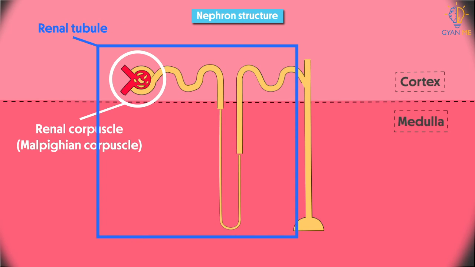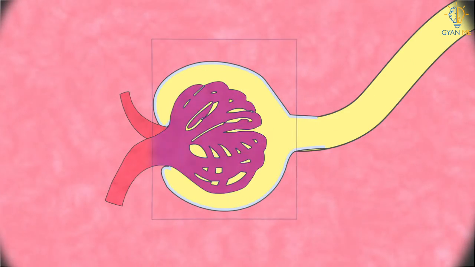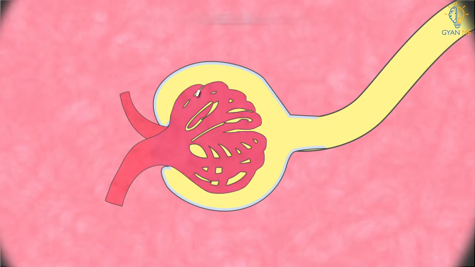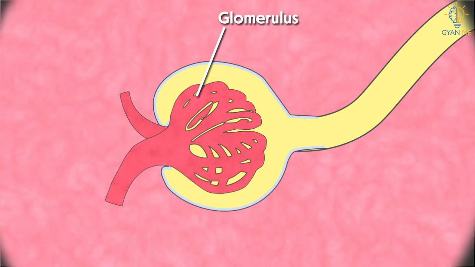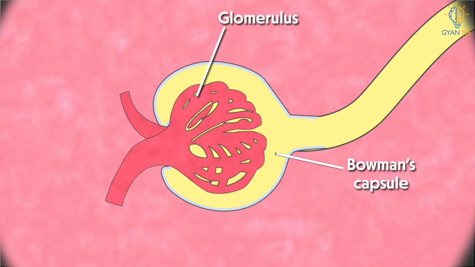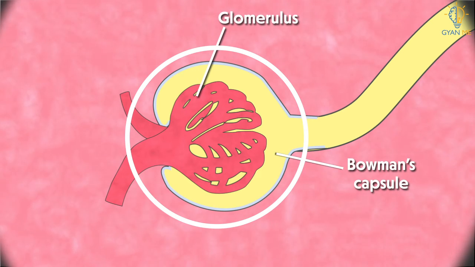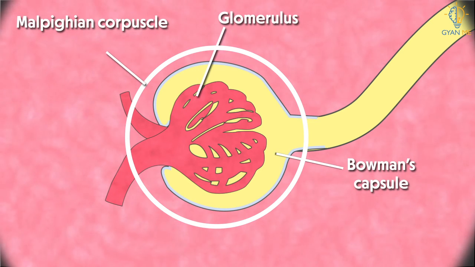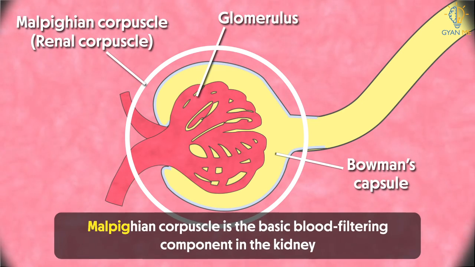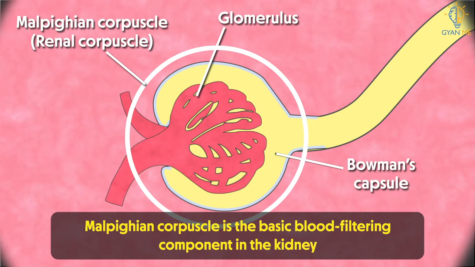Can you see this bundle of capillaries present in this cup-shaped structure? This bundle of capillaries is called the glomerulus, and the cup-shaped structure where it is present is called Bowman's capsule. The glomerulus and Bowman's capsule together form the Malpighian corpuscle or the renal corpuscle. Now, this Malpighian corpuscle is the basic blood filtering component in the kidney.